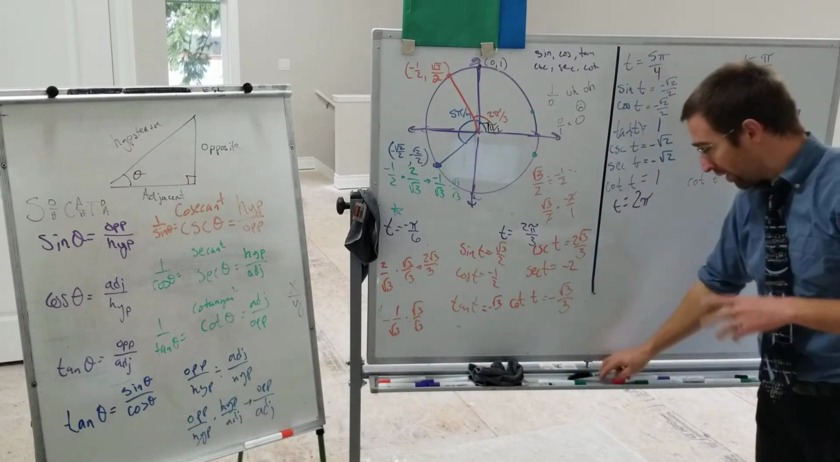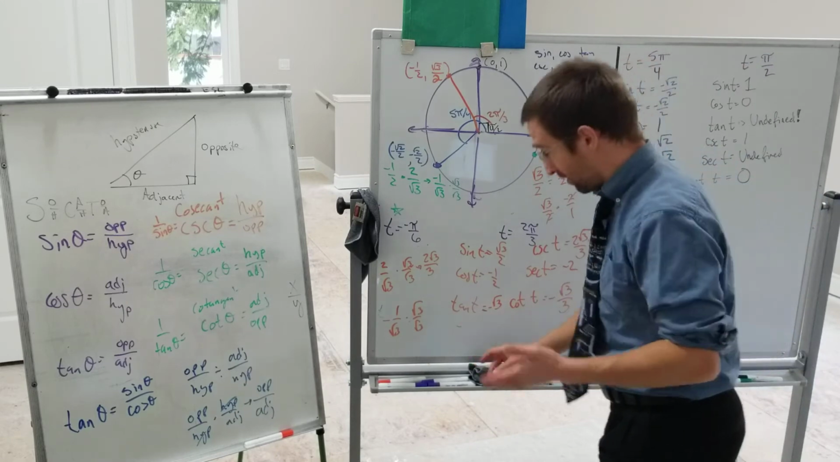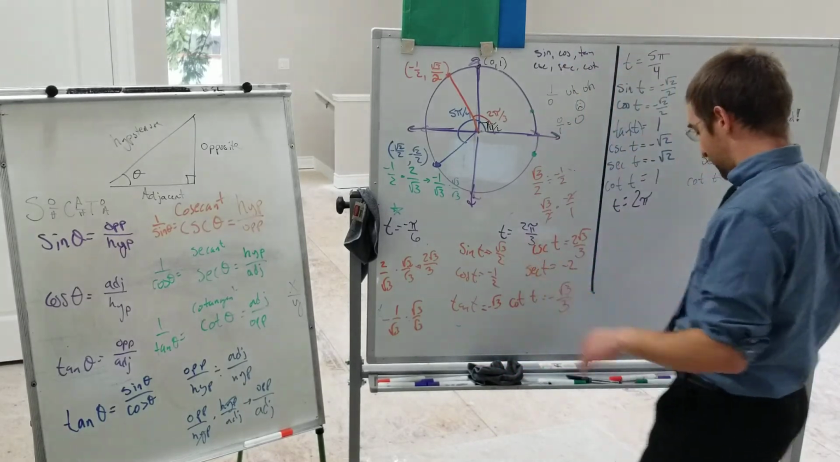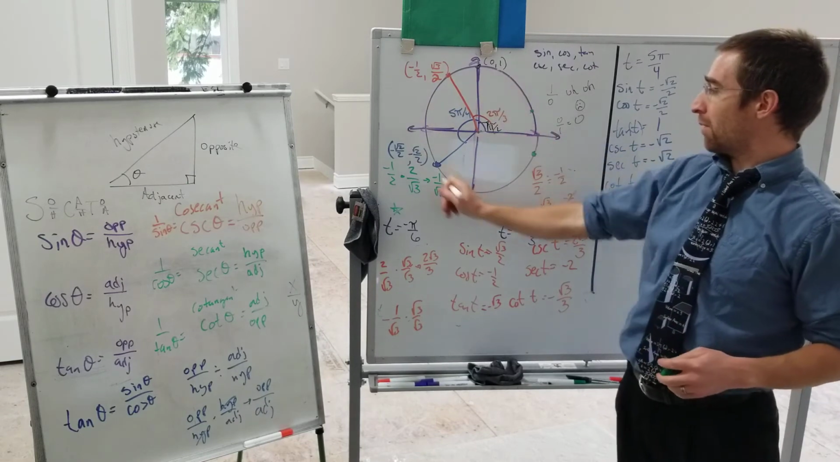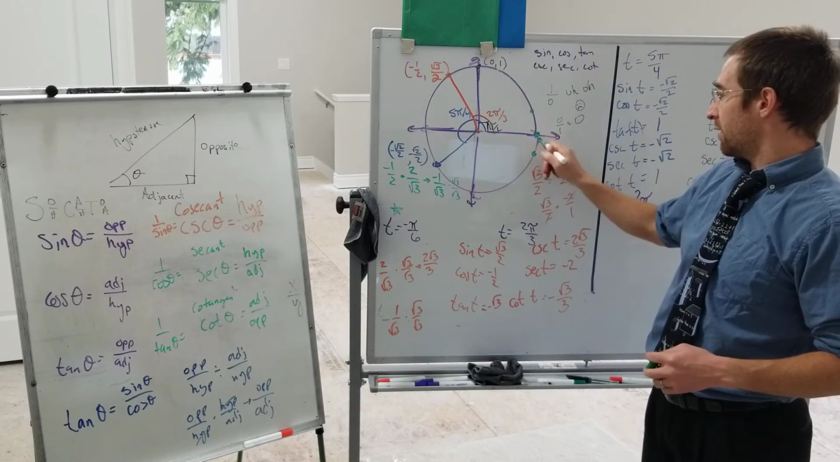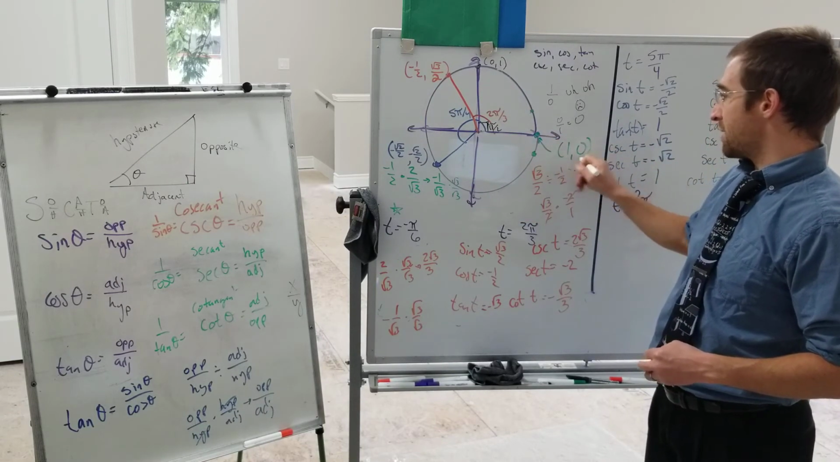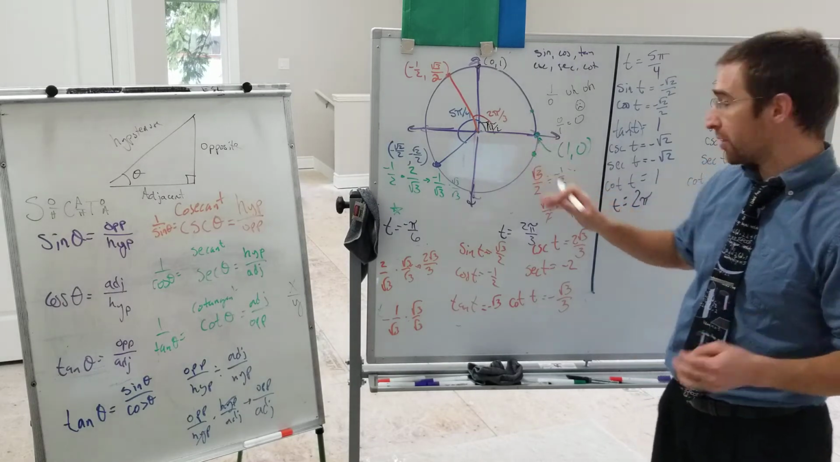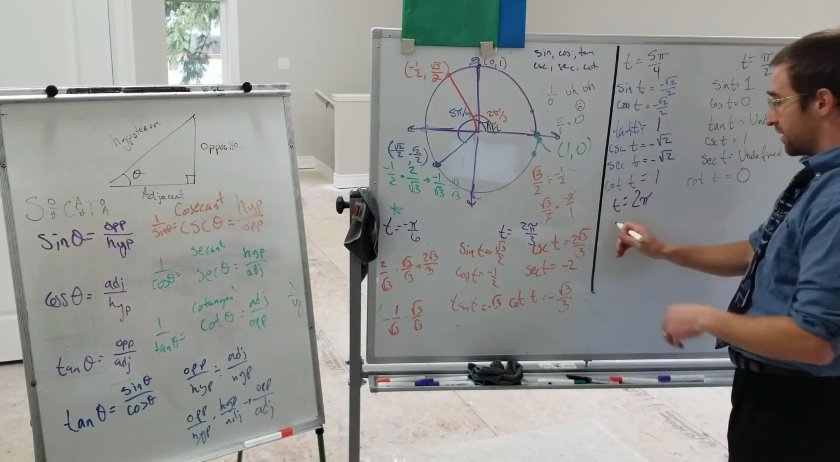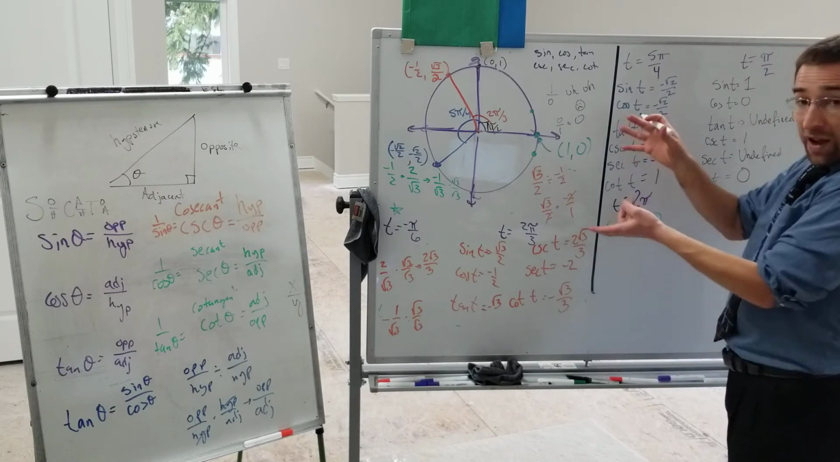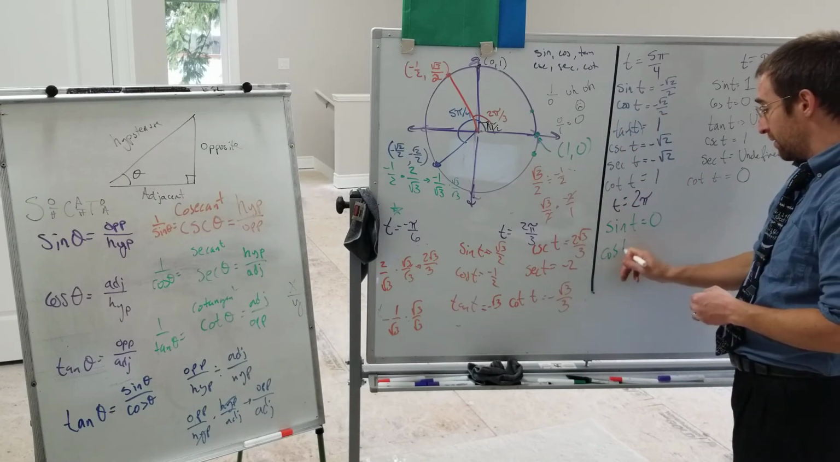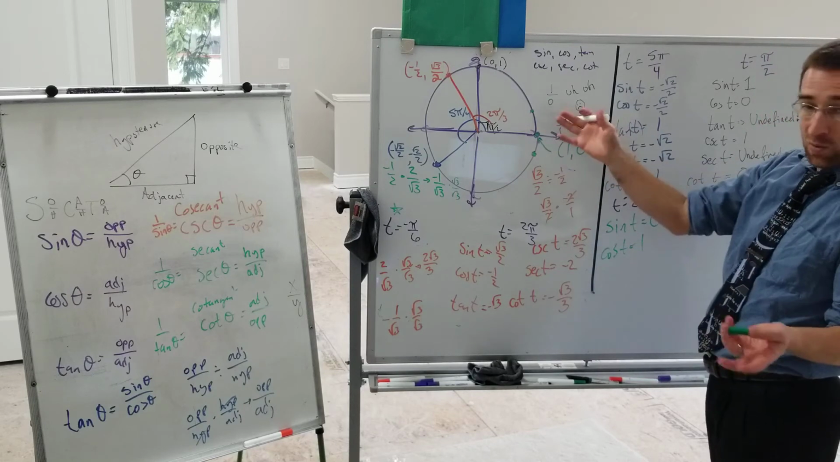All right, last one, and that's it for the video. This is it. The last one. What color should I use? Let's use green again. All right, 2 pi, we go all the way to there, and that gives me the point 1 comma 0. The x number is 1, the y number is 0. So the sine of t here is 0. The y value is 0. The cosine of t is 1, because it's just 1.